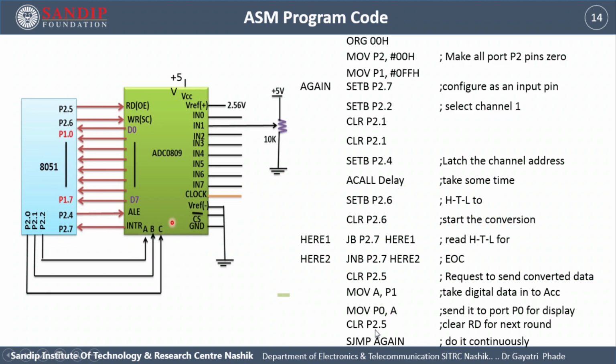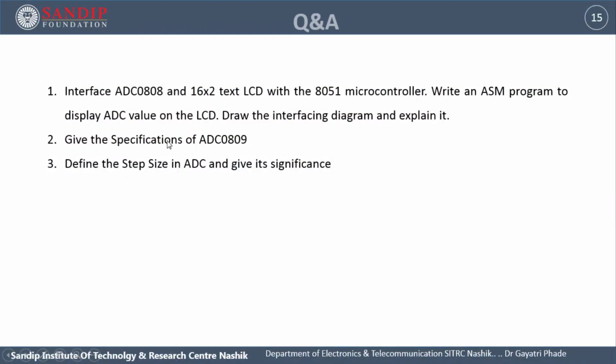Next we are clearing the read signal for the next round. Every time we have to request the ADC for getting the data after conversion. In this way we do it continuously to get the data from channel 1. So in this way the ADC conversion takes place, and the communication between the ADC and the 8051 takes place. This is all about the analog to digital conversion.